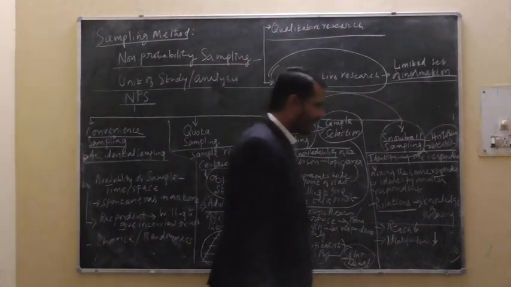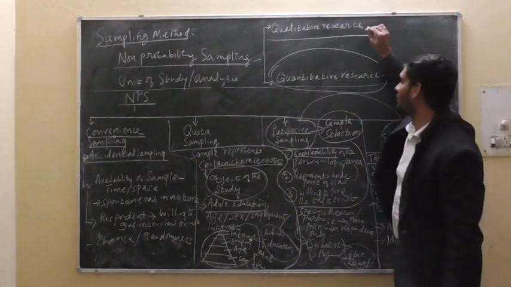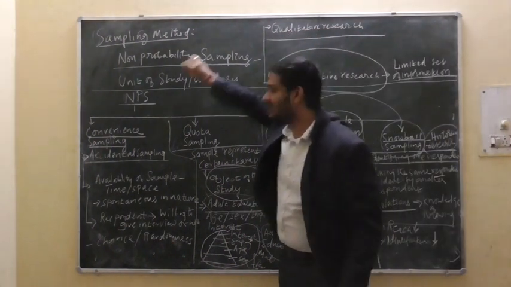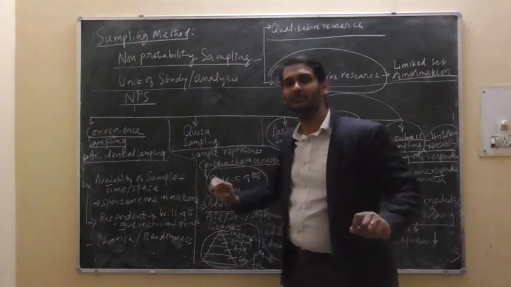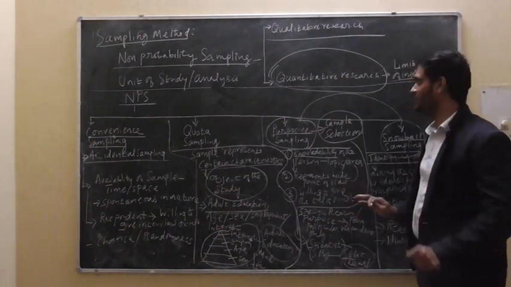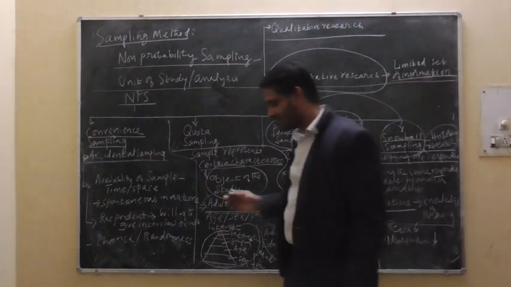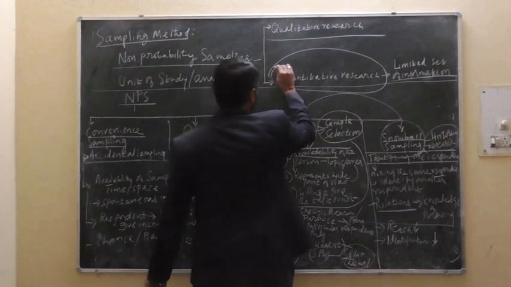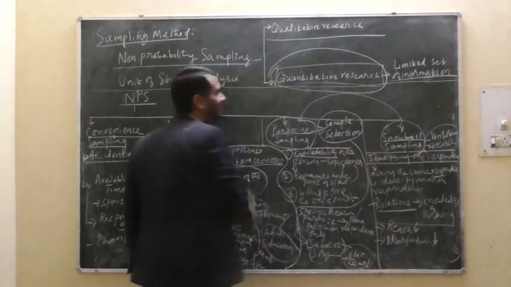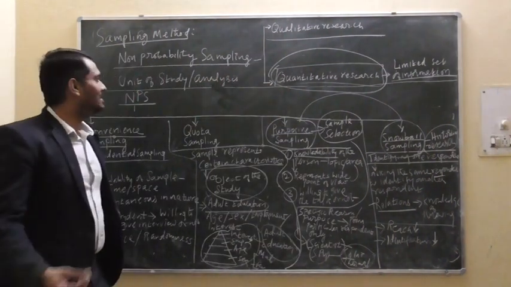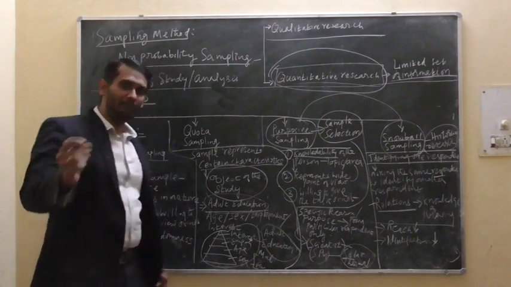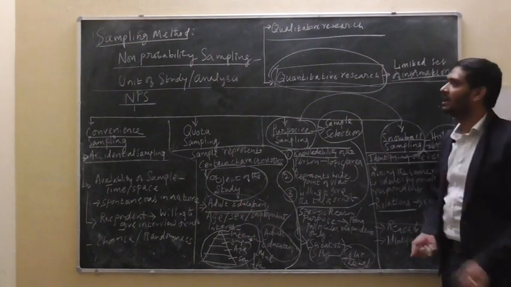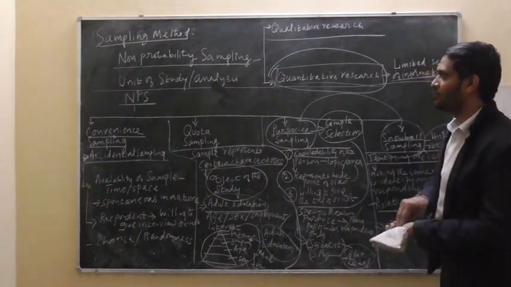So I would say that if your research is qualitative in nature, following non-probability sampling will give you as much information as possible. If your research is more quantitative in nature, then the sampling method of probability would be the best. Okay, now I'll move on to the next idea, the unit of the study.